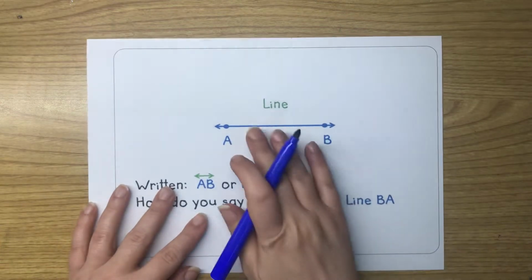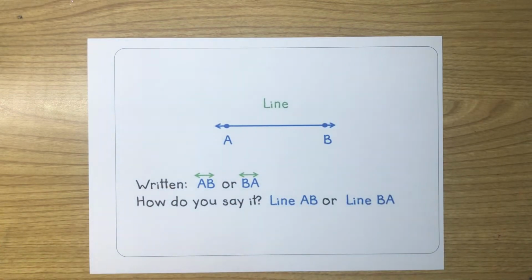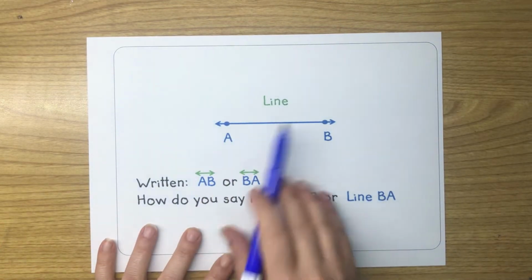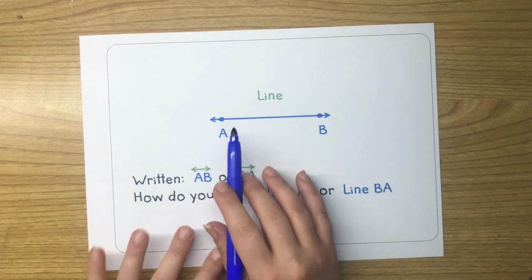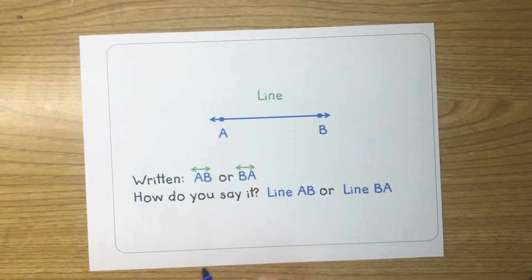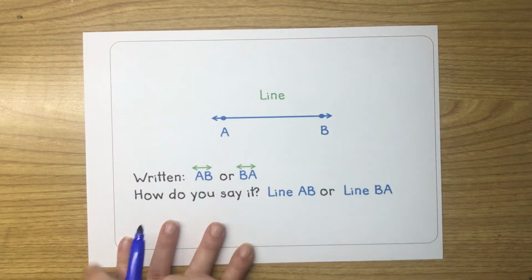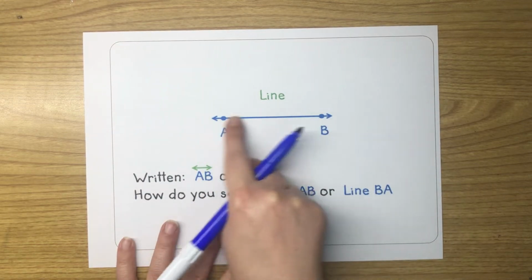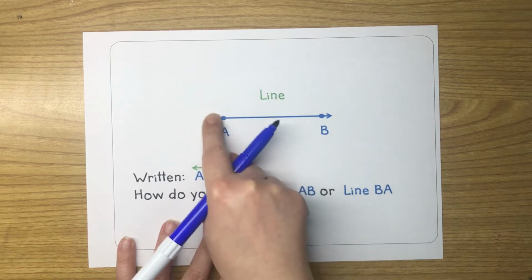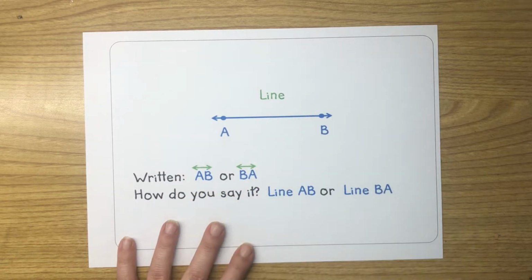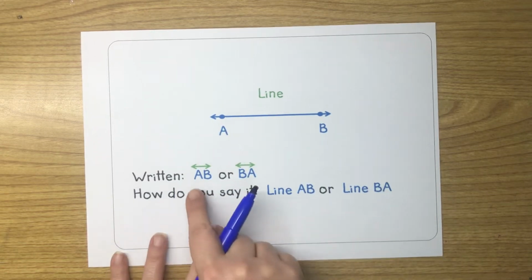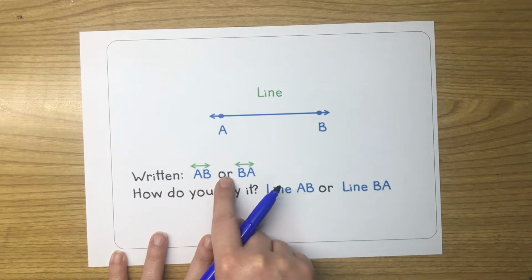Types of lines. The first type is a line. A line in this picture consists of two points. It has no ending or starting place, but the two points are located on this line. See, it goes forever on both sides. We can write it as line AB or line BA.